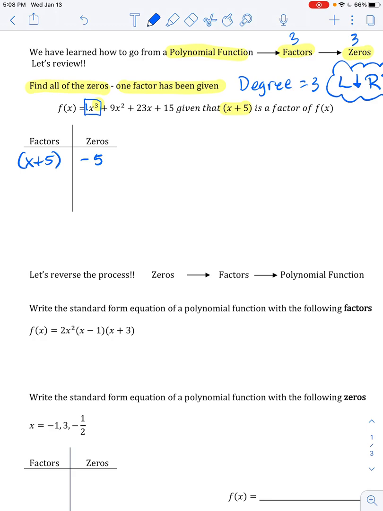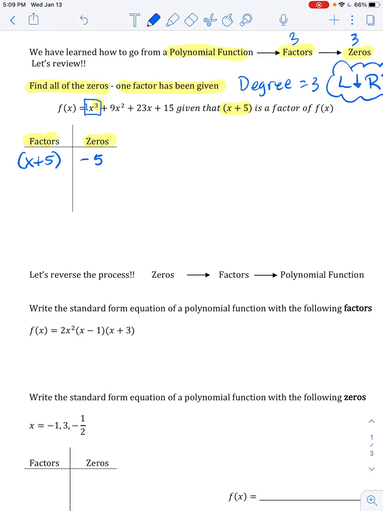I like to keep track of them in this table because, as we're going to learn today, whether I get the factors column and am looking for the zeros, or get the zeros column and am looking for the factors, I can just organize and think about it the same way. This is going to be my starting point.